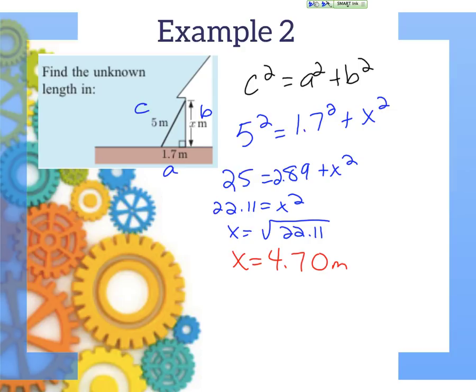It's something you have to remember, though, because in the future, if you forget that negative answer, that's not going to go well. So keep in mind, in this case, since we're talking about lengths and distances, we don't have that negative there. Okay, any questions?